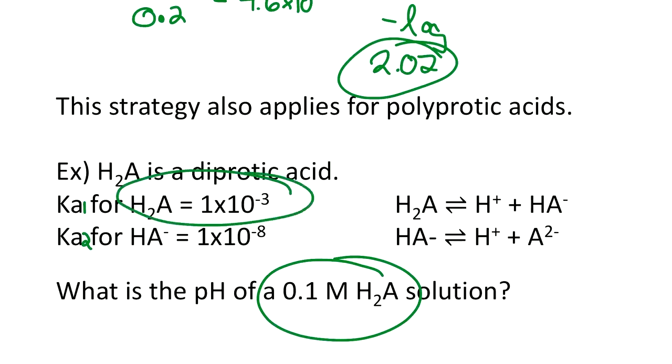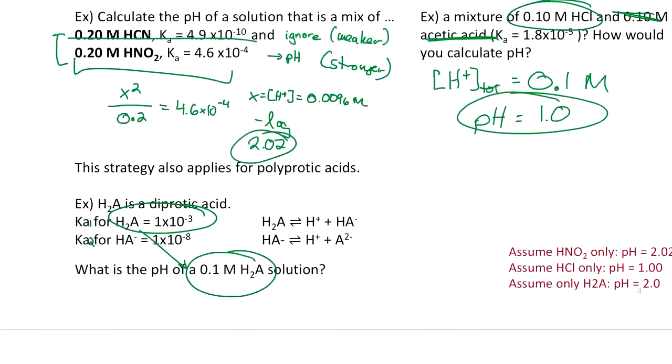Ka1, yes, this is the one we want to use, not only because it's the stronger one, but that's the thing that we put into solution. We put H2A in solution, all right? The question would be different, and we'd have to solve it differently if we were talking about HA minus, but in this case, H2A is the largest thing present, so we don't have to worry about Ka2. So in this case, we're going to just ignore Ka2, and we're going to use Ka1. So 1 times 10 to the negative 3 equals x squared over 0.1, and then go ahead and solve for pH. So we're just using Ka1, not Ka2.